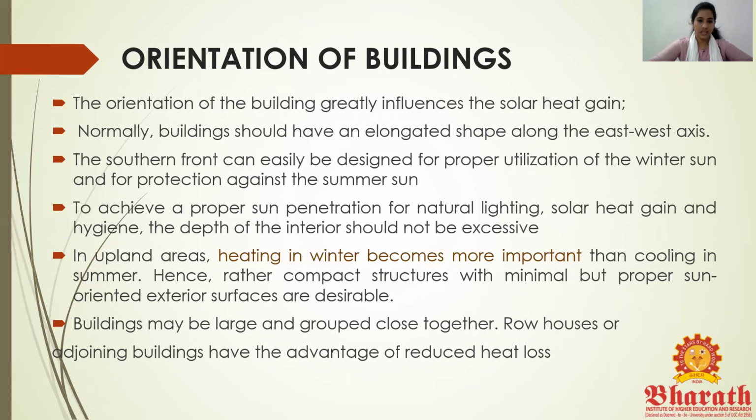To achieve proper sun penetration for natural lighting, solar heat gain and hygiene, the depth of the interior should not be too excessive. In upland areas, heating in winter becomes more important than cooling in summer. Hence, rather compact structures with minimal but properly sun-oriented exterior surfaces are desirable. Buildings may be large and grouped close together. Row houses or adjoining buildings have the advantage of reduced heat loss.